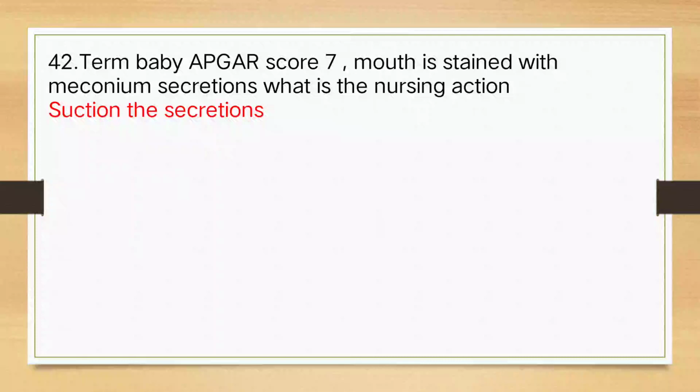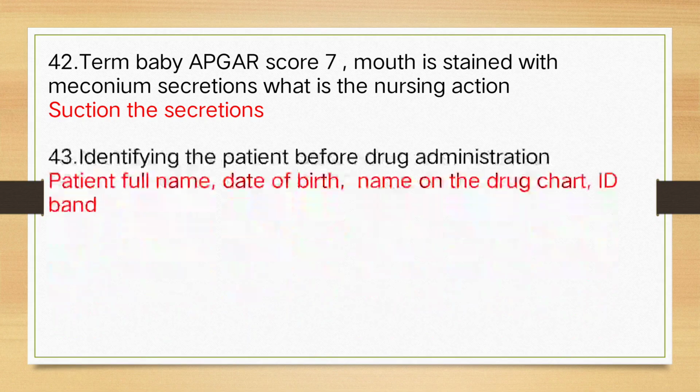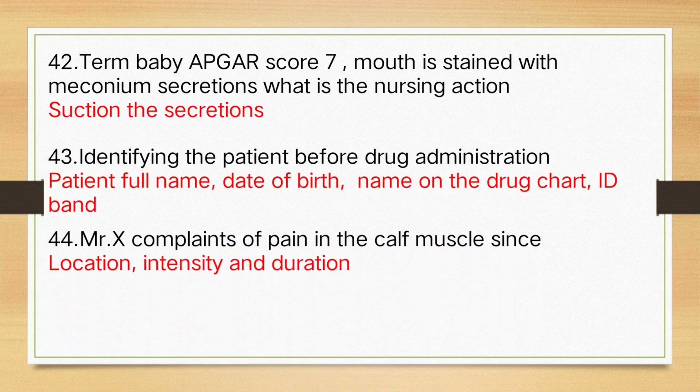Then term baby's Apgar score is 7 and we can see the mouth is stained with meconium secretion. So what is the nursing action? So as secretions are found, we need to suction the secretions. So how to identify the patient before any drug administration? So we need to ask patient's full name, date of birth, and we need to cross check with the name on the drug chart and ID band.